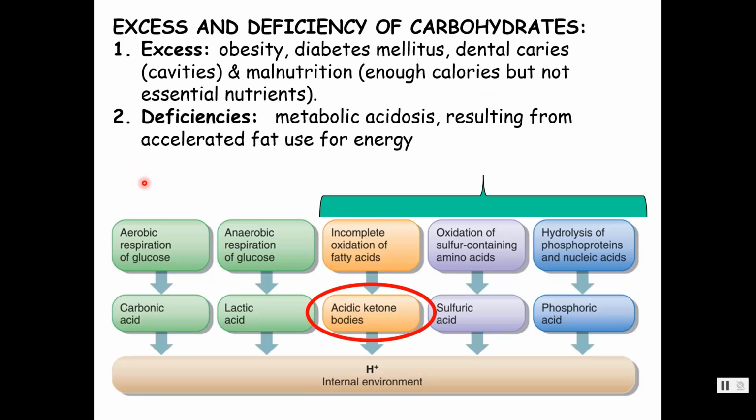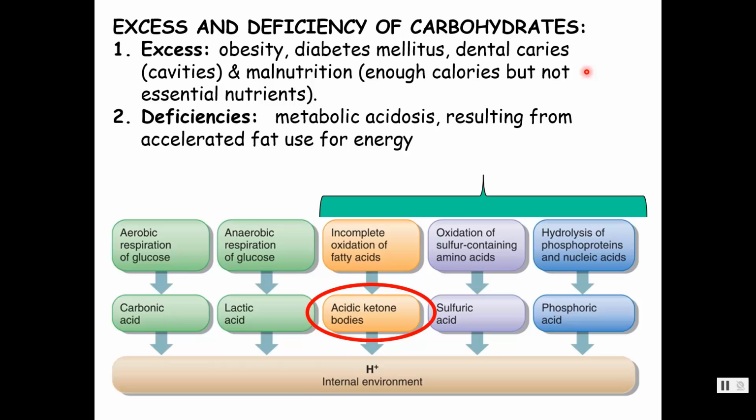So let's talk about imbalances with carbohydrates. Clearly, if you have an excess of carbohydrates, you're going to get obesity. Obesity is tied to diabetes mellitus. We'll have its own separate lecture about that. Dental caries, so cavities, if you don't have good oral hygiene. And then malnutrition. You can really enjoy eating carbohydrates, and so you can get enough calories, but that doesn't mean that you're getting your essential nutrients.